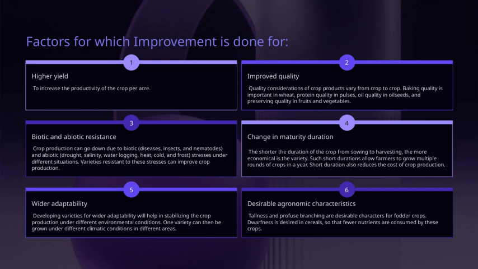Finally, desirable agronomic characteristics play a vital role. For example, tallness and profuse branching are desirable in fodder crops, providing more biomass. Conversely, dwarfness in cereals is preferred because it helps reduce nutrient consumption, making the crops more efficient. All these factors, higher yield, resistance, adaptability, quality, maturity duration, and specific traits, are interconnected and contribute to making crop production more sustainable, profitable, and resilient.